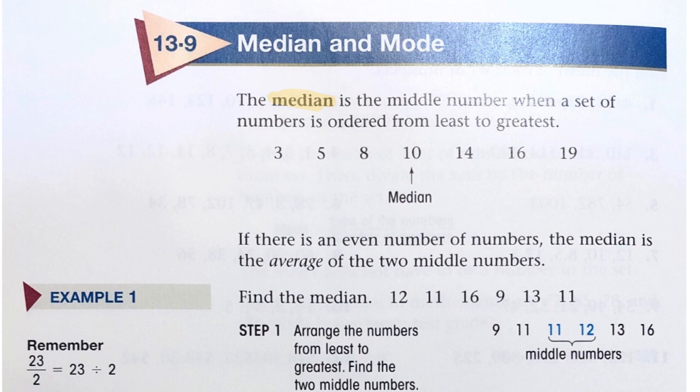So here is 3 numbers. Here is 3 numbers. So the one in the middle is the median. If there is an even number of numbers, the median is the average of the 2 middle numbers.